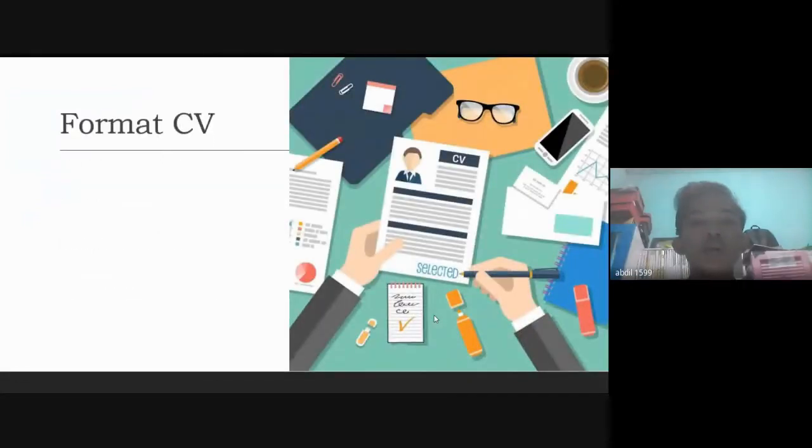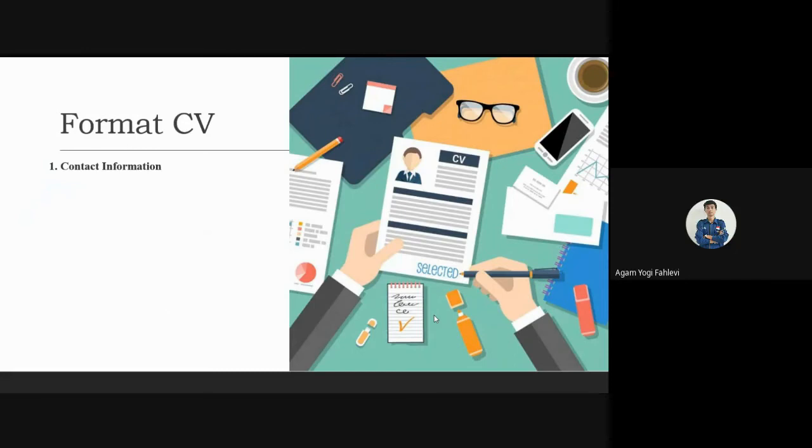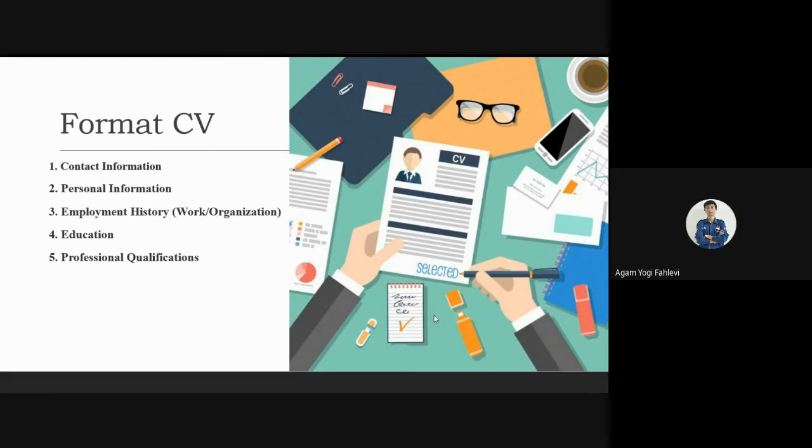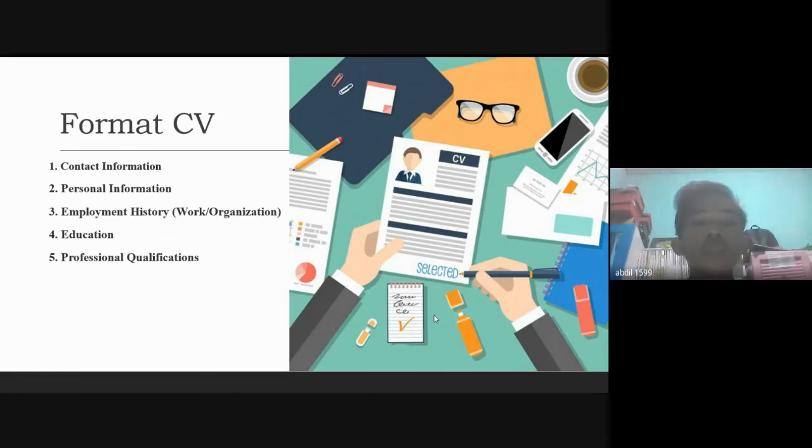Next, format CV. Format CV, number one, contact information. Number two, personal information. Number three, employment history, work or organization. Number four, education. Number five, professional qualification. Number six, skills. Number seven, work. And number eight, interest.